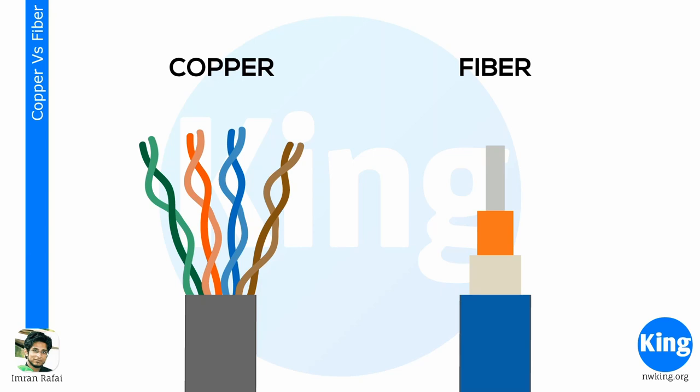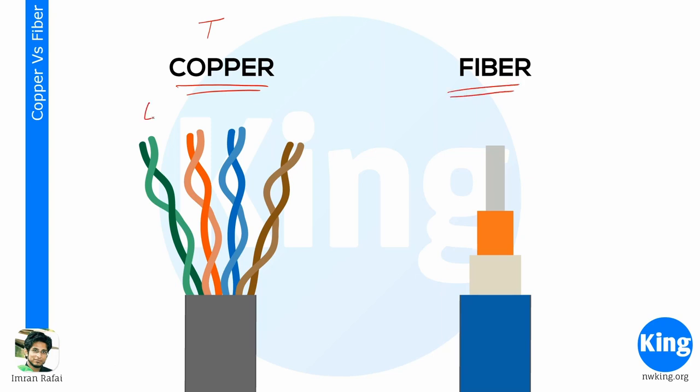Like I said, Ethernet can be run on two types of cables. You have the copper cable, right? When we spoke about the informal names, whenever you had a T at the end, that's copper cable. And then you have fiber cable.